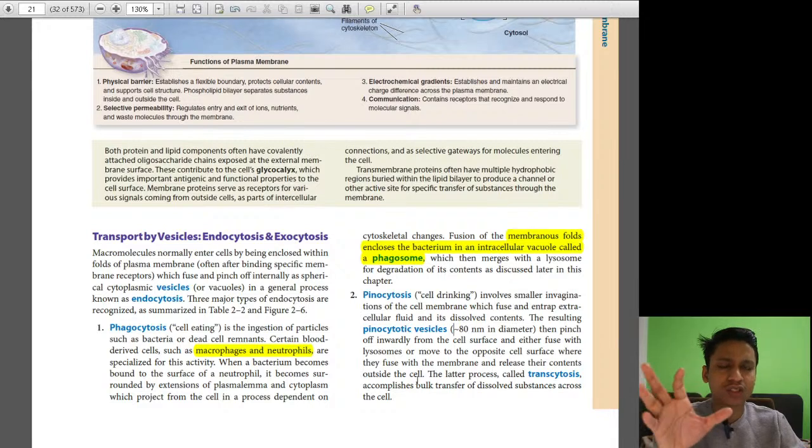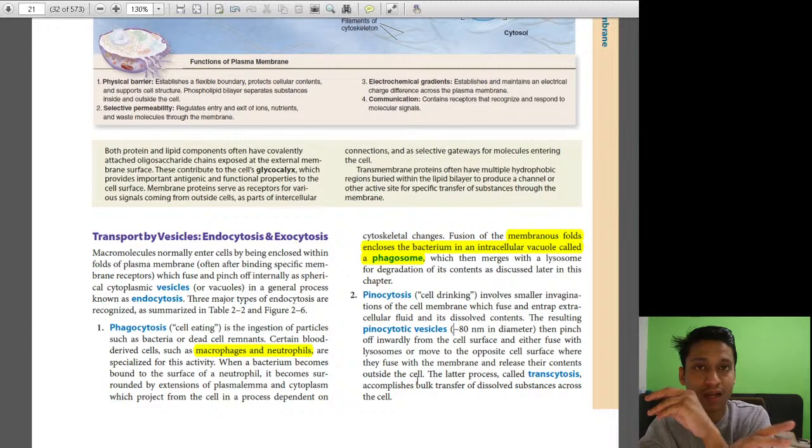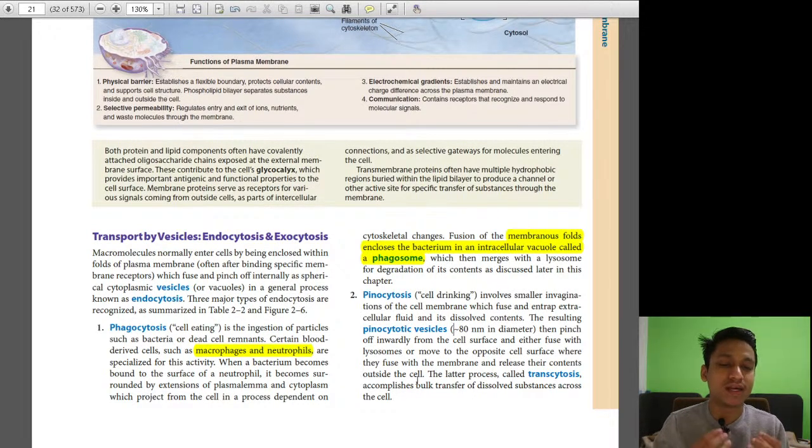And the pinocytosis vesicles. But what happens after this vesicle is engulfed? It usually goes and fuses with the lysosome. A lysosome is a very dynamic cell organelle. We'll study what a lysosome is in the later part of this chapter. But if it does not fuse with the lysosome, this vesicle travels away from the lysosome to the other surface of the cell and eventually goes out of the cell. And this type of process is called transcytosis.